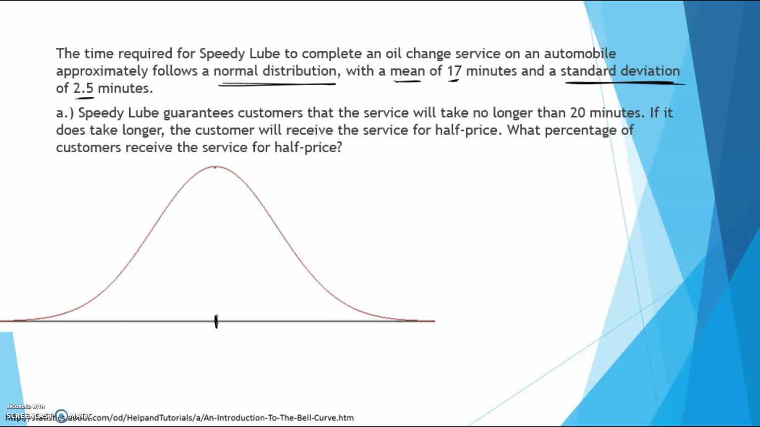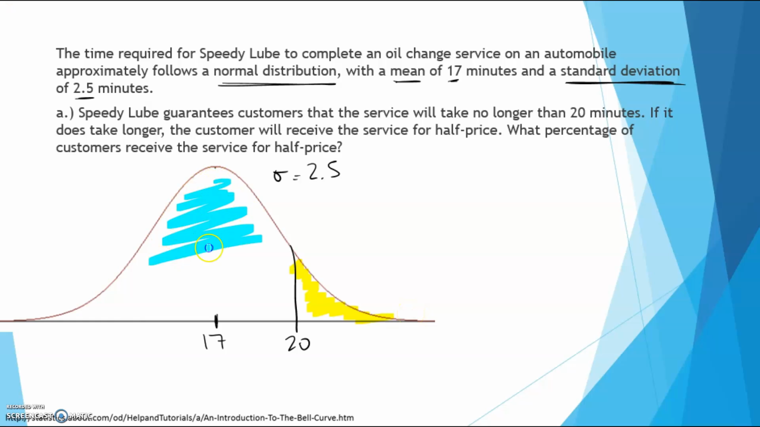So I'm going to start with putting my mean in the middle. So 17 and my standard deviation off to the side, 2.5. Okay, so we're looking at 20 minutes, so we'll put that right there. Now this over here is saying that it would be longer than 20 minutes, whereas this side over here is saying that it would be no longer than 20 minutes.